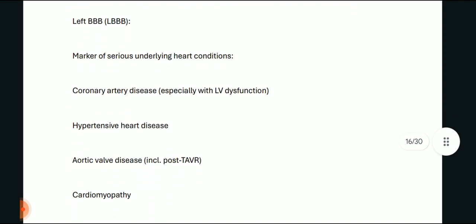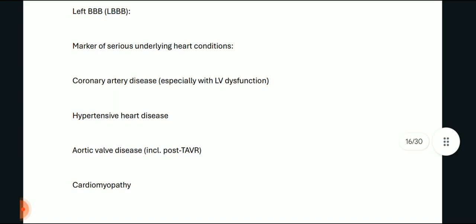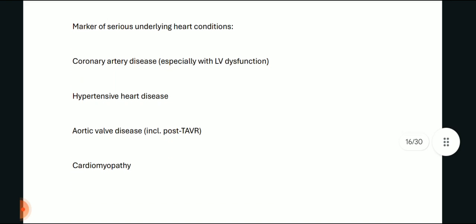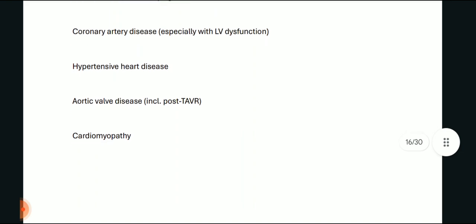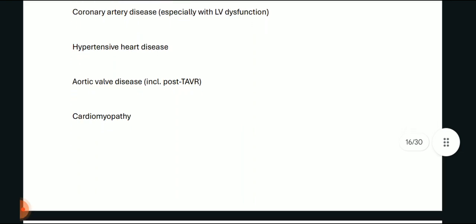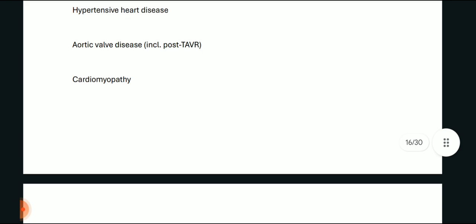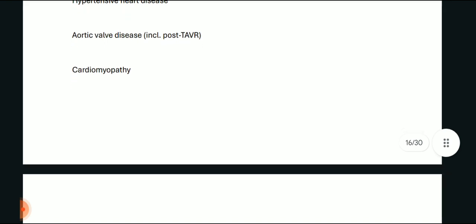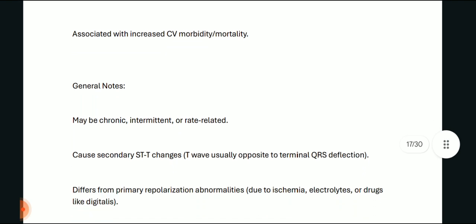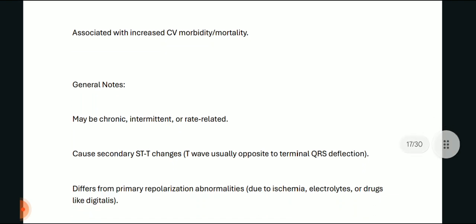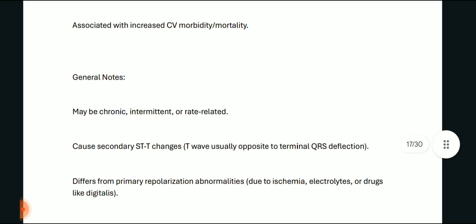Now left BBB, LBBB, is a marker of serious underlying heart condition. Coronary artery disease can be there, especially with left ventricular dysfunction. There can be hypertensive heart disease. There can be aortic valve disease, which can include post-TAVR, and there can be cardiomyopathy. This can be associated with increased cardiovascular morbidity or mortality.